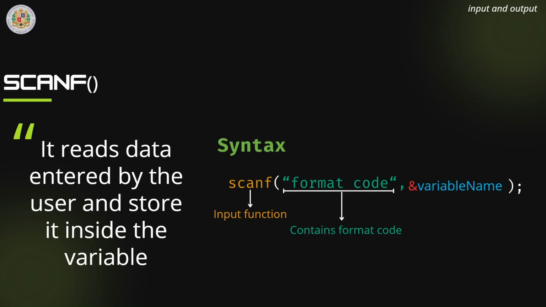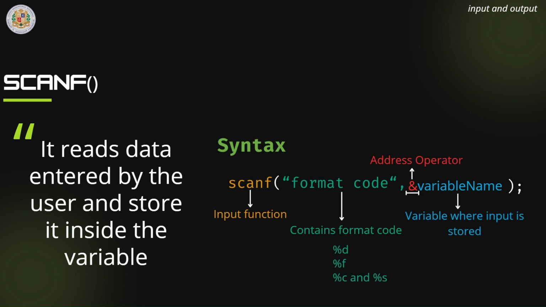For example, %d is used for integers, %f is used for decimal numbers, %c is used for single characters, and %s is used for strings or text. After the format code, we specify the variable where the input will be stored. Notice the ampersand symbol or address operator before the variable name. For now, think of it as a way to tell the program where to store the value the user entered. We will discuss this in more detail in a later lesson.